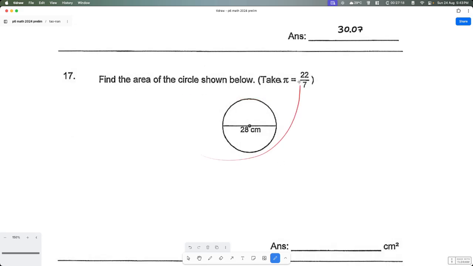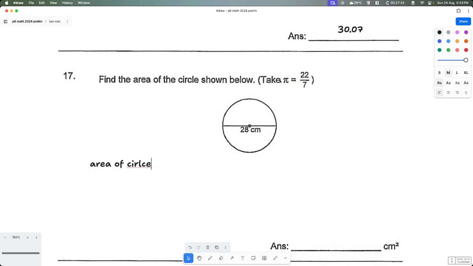Find the area of the circle shown below. So area of circle is equal to pi times radius.